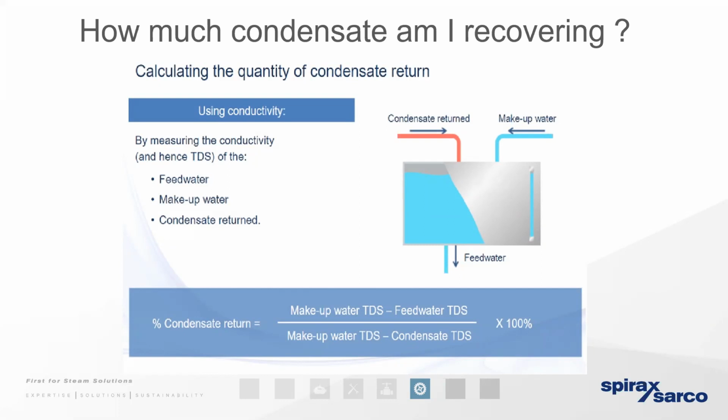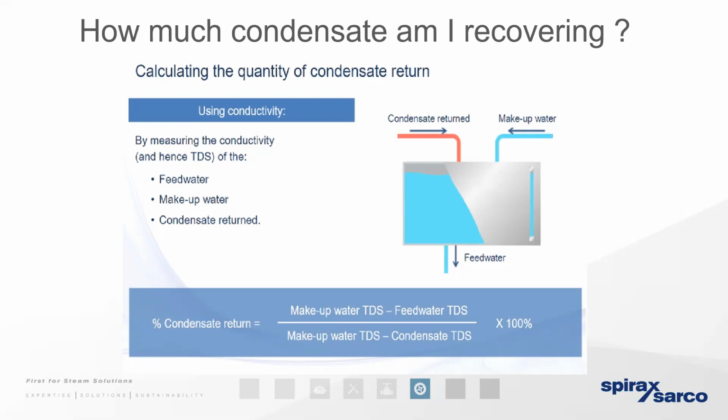For example, if we're generating 10,000 kilograms per hour of steam, it will tell us if we're returning 85%. It tells us that if we've got a ratio of 85%, we're recovering approximately 8,500 kilograms of condensate per hour. The reason being, condensate has already been chemically treated, and condensate is in an excellent condition for going straight back into the boiler without the addition of any further water treatment chemicals. The less condensate we're recovering, the more makeup water we need. And the more makeup water we need, the greater the amount of chemicals we need to add to condition it.